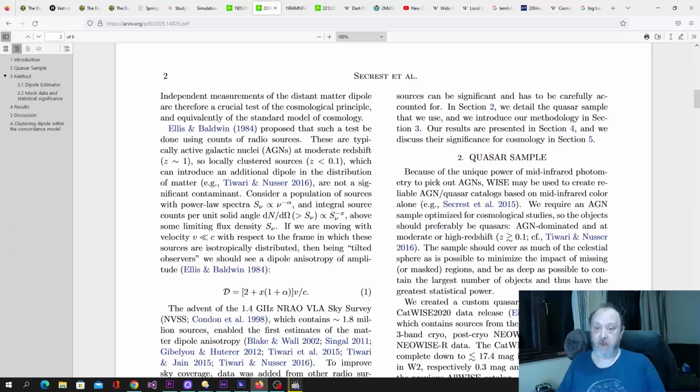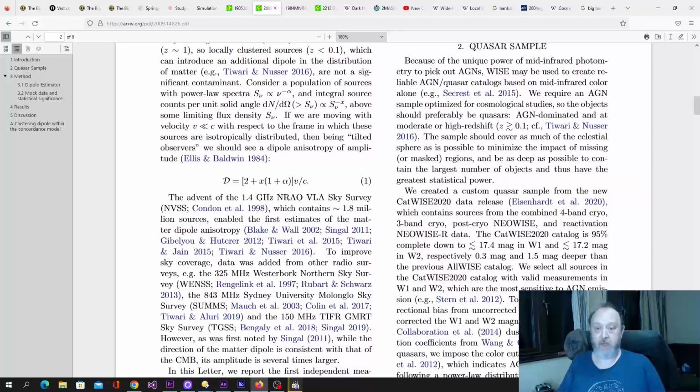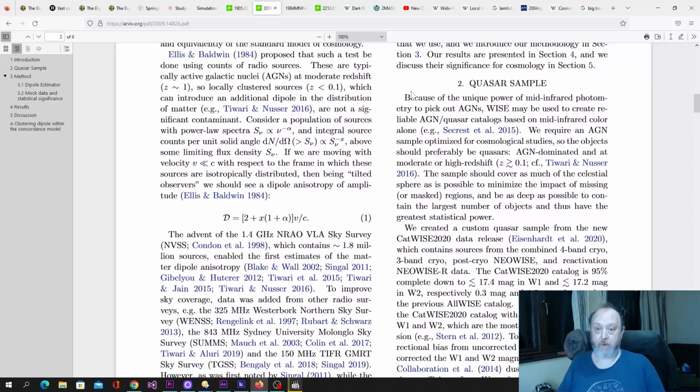Significant, so sources can be accounted for carefully. In section 2, we detail the quasar sample that we use and we introduce our methodology in section 3. Our results are presented in section 4 and we discuss their significance for cosmology in section 5. So, the actual data set, quasar sample.